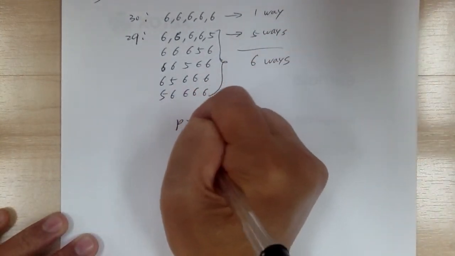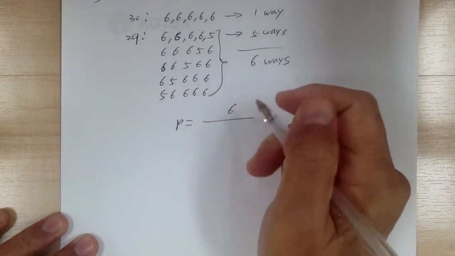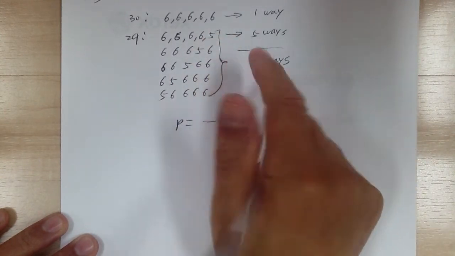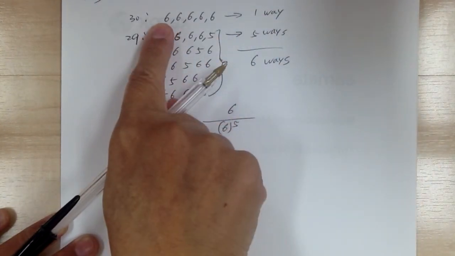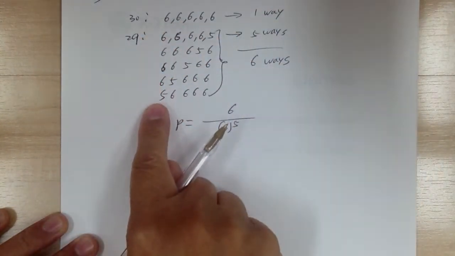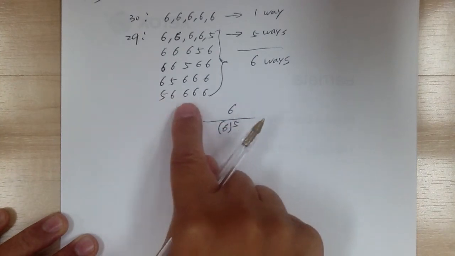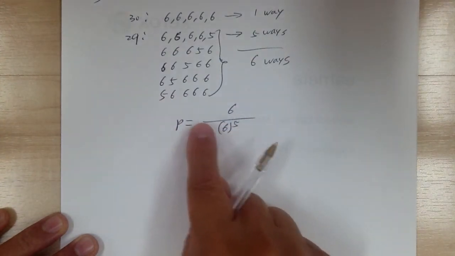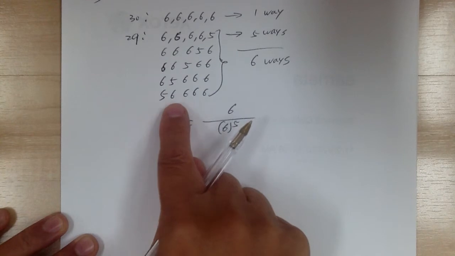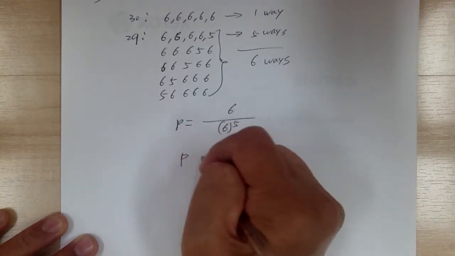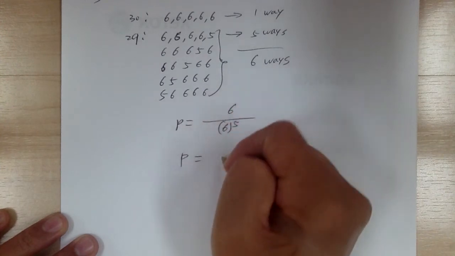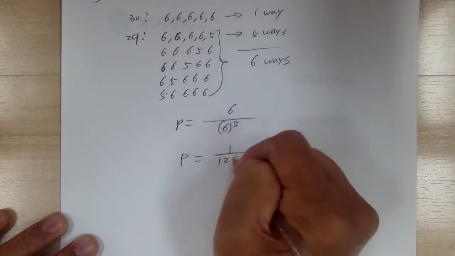So the probability would be, there are 6 ways, and the total sample space would be 6 to the 5th power, because the first die has 6 choices. So each die has 6 choices, and there are 5 of them. So it'd be 6 times 6 times 6 times 6 times 6. And so this will equal 6 over 7776, which can also be 1 over 1296.